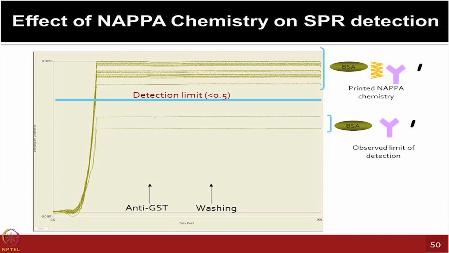So if you add the anti-GST antibody and you want to measure the binding of anti-GST with the GST protein, then probably you have no room here to see where the binding is happening, because it's already passing beyond the response unit of the equipment. So the next thing was whether the same Napa chemistry can work here.